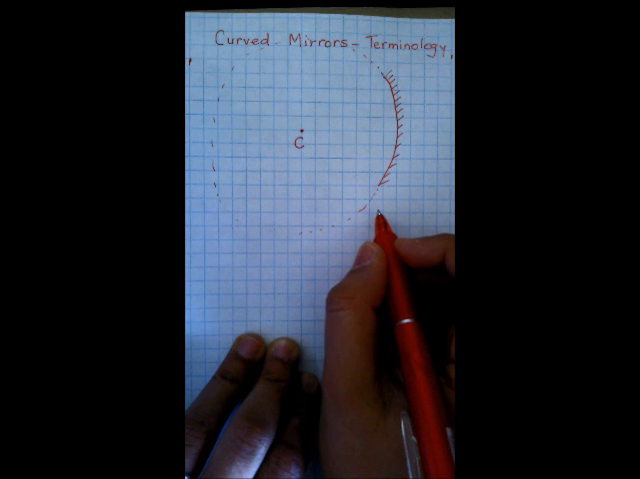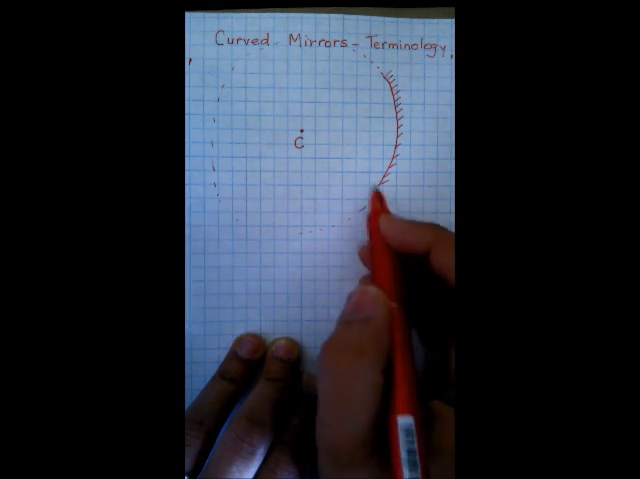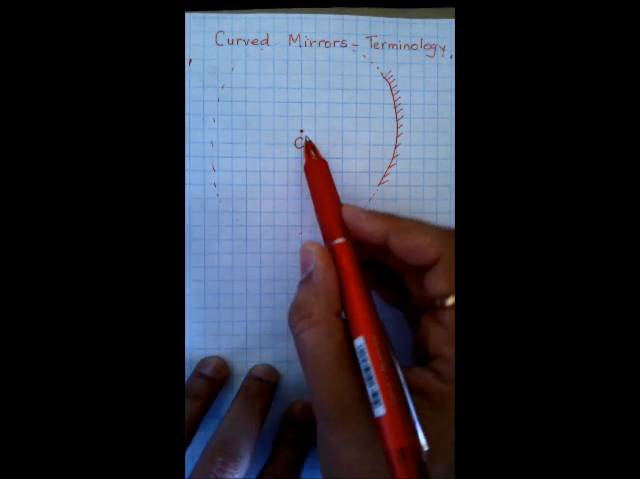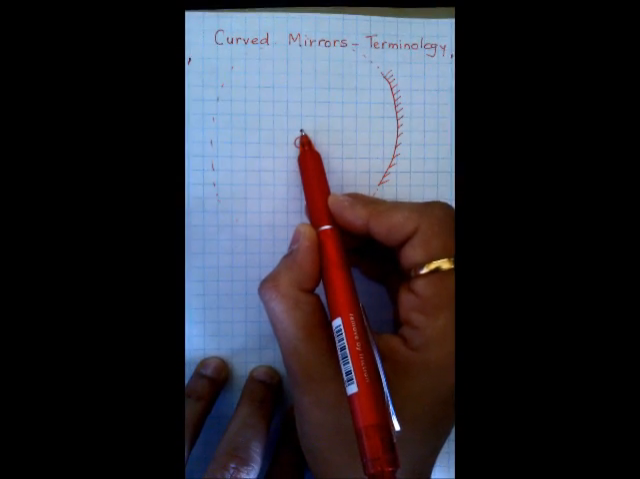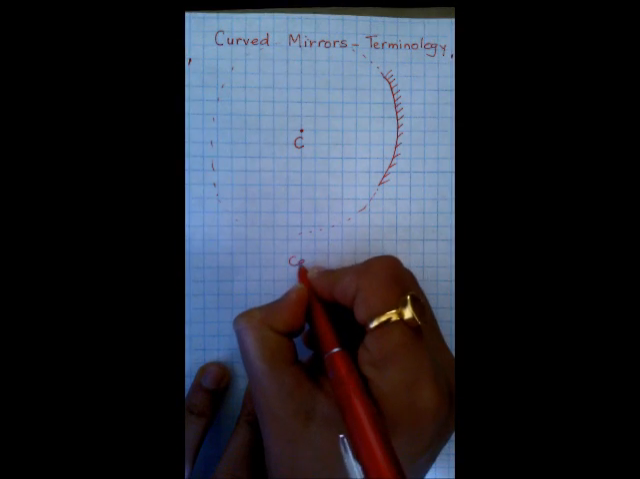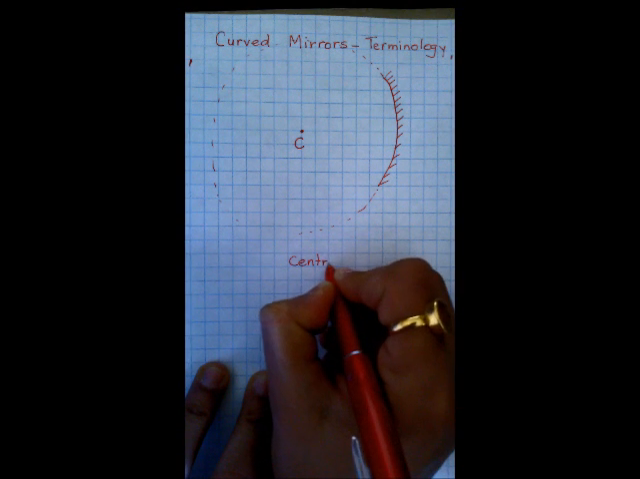So if a concave mirror were thought of as being a slice of a sphere, then there would be the center of that sphere labeled as C. It would be known as the center of curvature of our mirror.